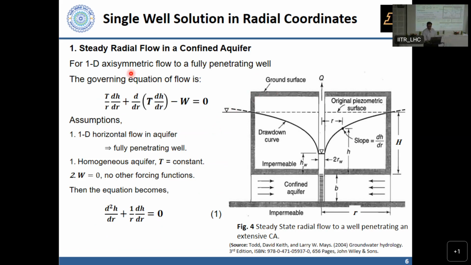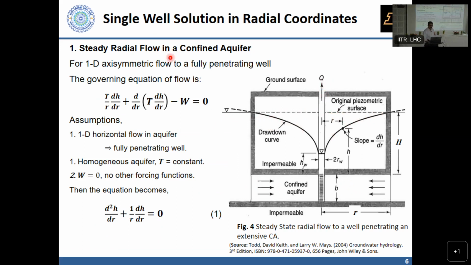So we'll start with steady radial flow in a confined aquifer. So again, the confined aquifer is below over here, as you can see. And then this is the well which is pulling water out. There's a ground surface. Let's say this was the original piezometric surface, which is shown as a dashed line. And then after pumping starts, this basically shows the piezometric surface or the drawdown curve.